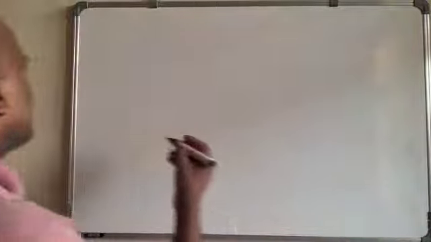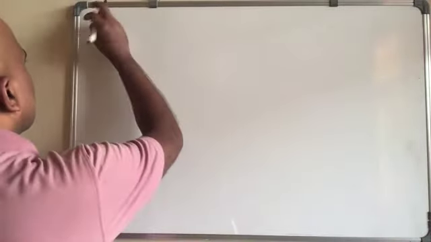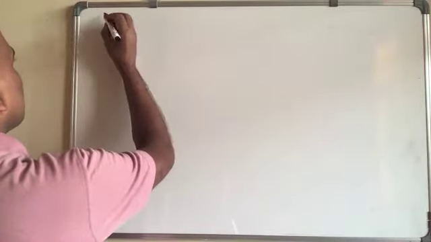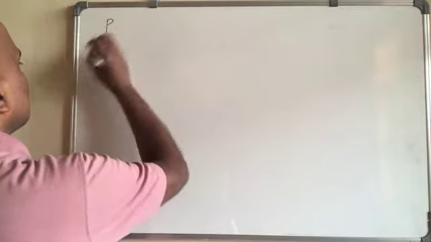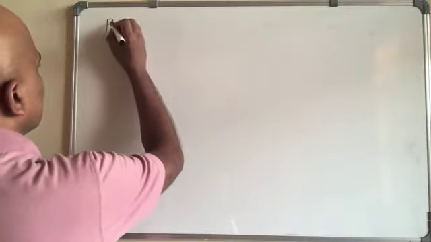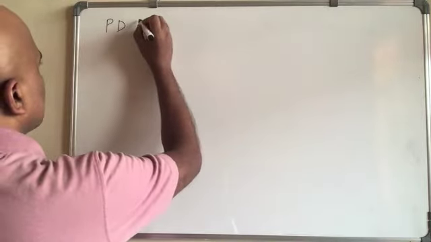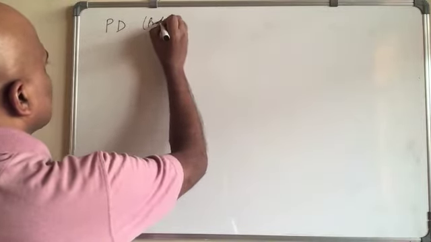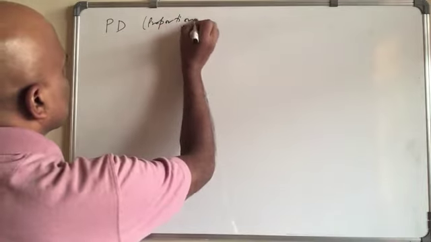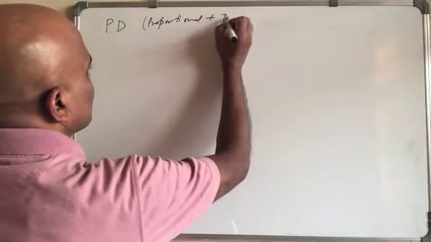Similarly, in your quiz or assignment, you may have some parameters to decide for, say, PD. Yeah. So PD means proportional plus differentiator.